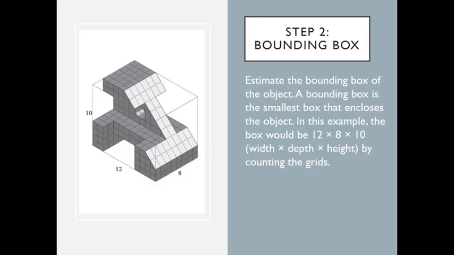The second step is to construct a bounding box. A bounding box is the smallest box that encloses the object. Instead of sketching the details of each view, we want to sketch the bounding box first. An advantage is that the layout of the views can be easily made by sketching the bounding box first. The size of the paper is limited, and all the views must fit the paper.